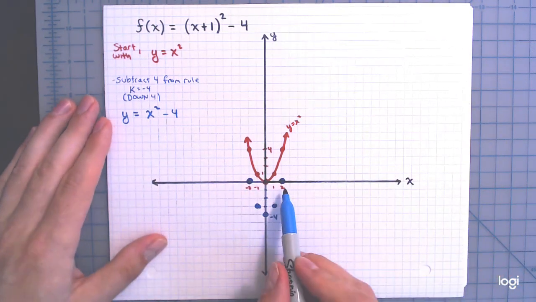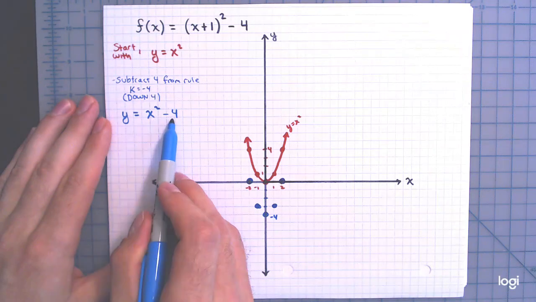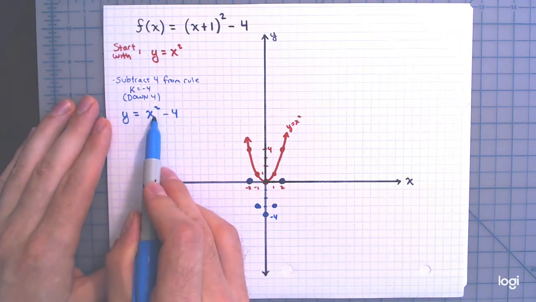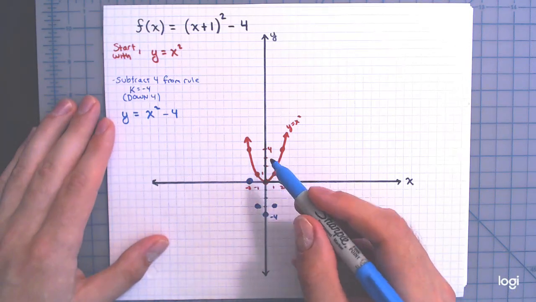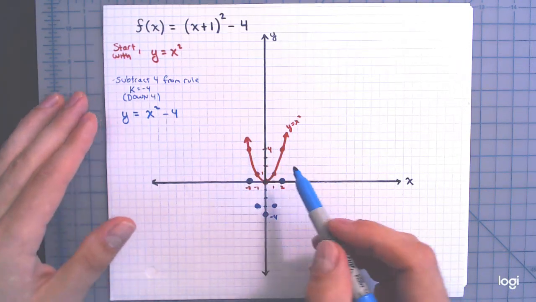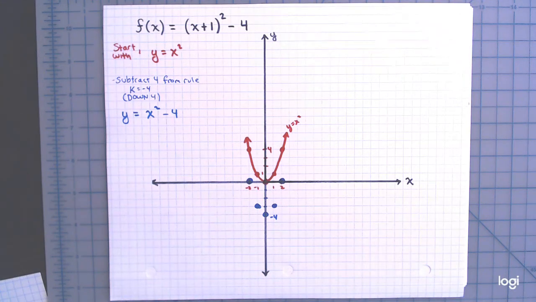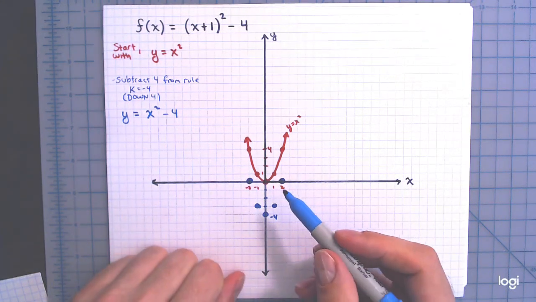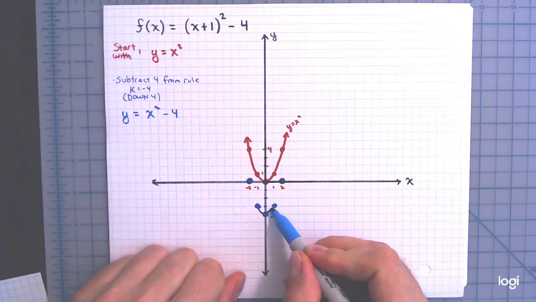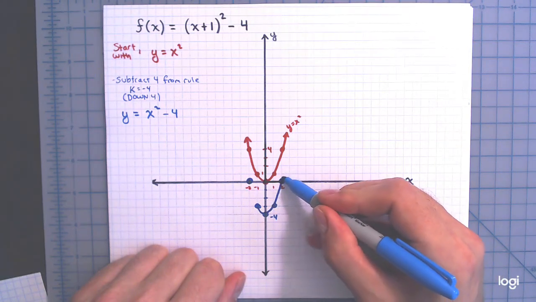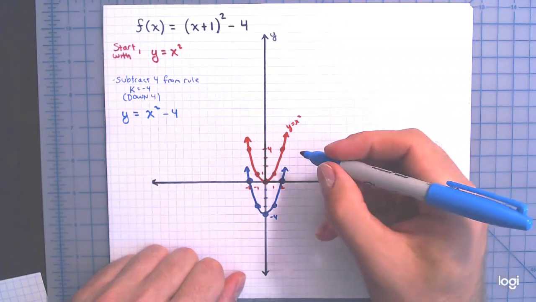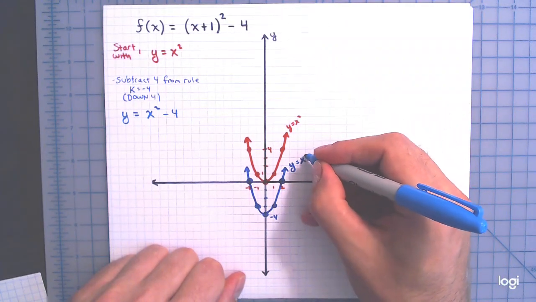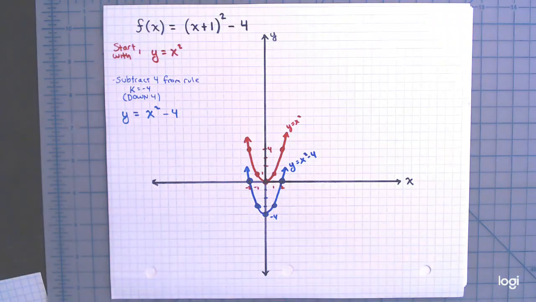Again, check. When x is 2 in this rule, would y be 0? Yeah, 2 squared is 4. 4 minus 4 is 0. Same thing for negative 2. So again, all the points on the red graph just got shifted down 4 units with this simple subtraction of 4. So it's the same shape. The shape doesn't change. Still this same looking parabola, just down 4, whereas y equals x squared minus 4. And then, so that's the first step.